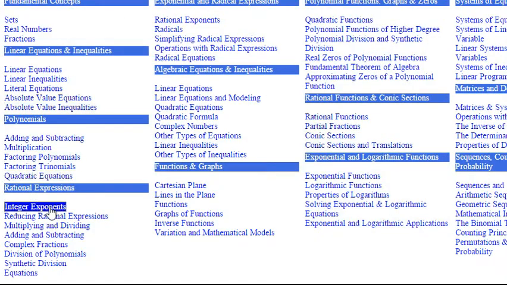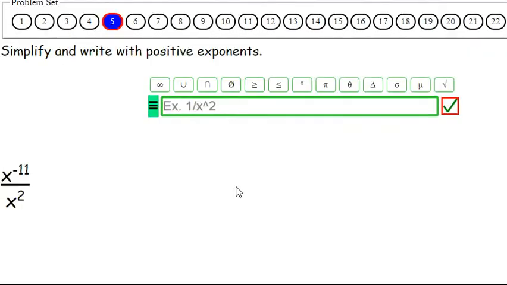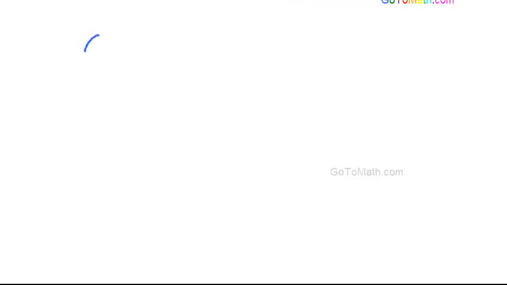Alright, we're over here at gotomath.com. Click on the algebra. Let's go down to integer exponents. And I think we're looking at 5.1 here. Simplify and write with positive exponents. We have x to the negative 11th over x squared.